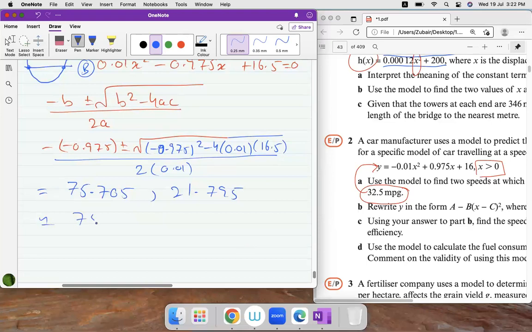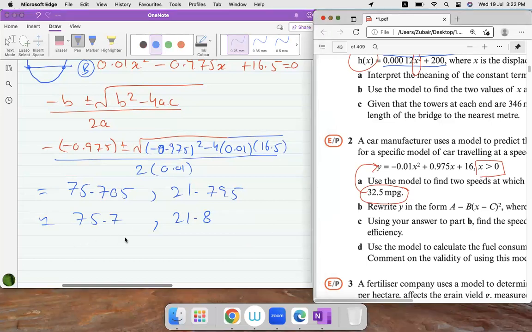Rounding them to one decimal place. Same answers. Thank you. And another thing, the question says x is greater than 0. Both of these answers are greater than 0, so they're accepted. If one would have been negative, we'll reject that answer and continue with the remaining one.